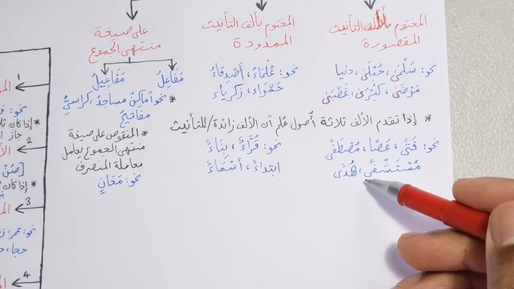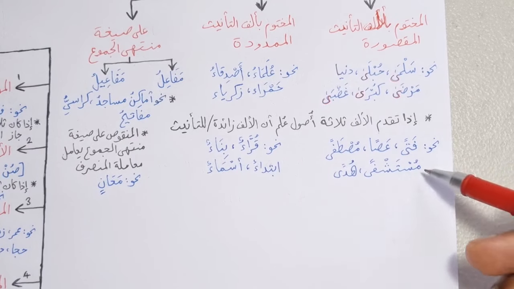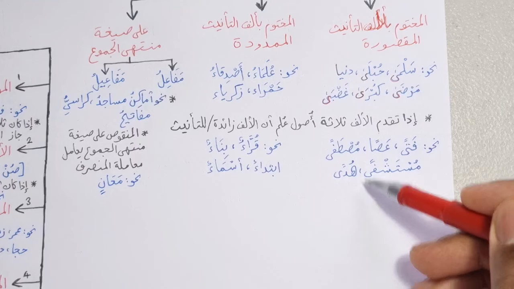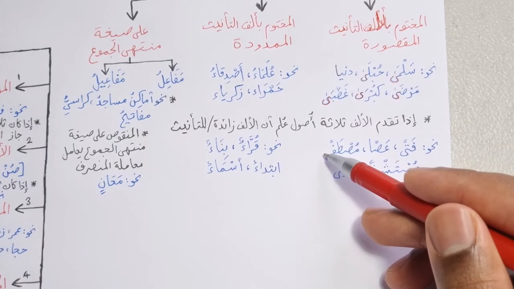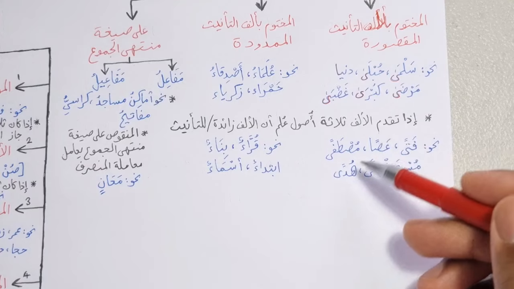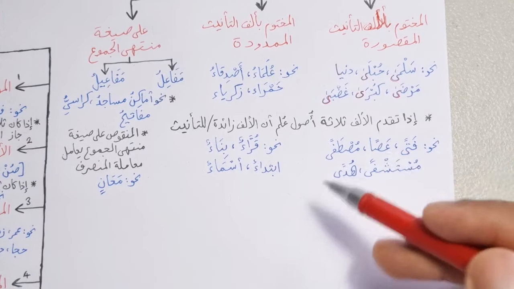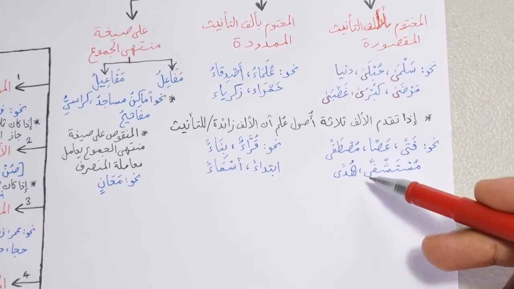So in mustashfa, for example, it comes from shafaya, right? Mustashfa is mustaf'alun. So this is lamul kalima. Mustafa is mufta'alun. This is lamul kalima. And likewise with fatan, asan, hudan. So you can see they all take tanween. These ones take tanween. They're not mamnu' min as-sarf, even though they have alif maqsura at the ending.